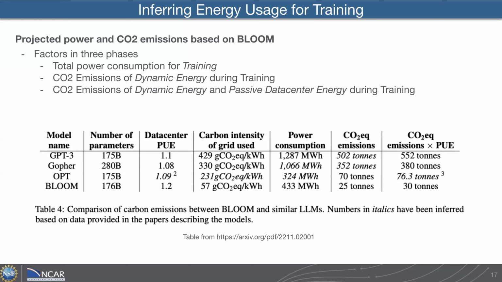And really, they're looking at 3 specific phases of power for training these models. And there's total power consumption for training, which is the 5th column here, the power consumption. And then you're looking at CO2 emissions for dynamic energy during the training, and then also looking at the total dynamic energy for training, and then the passive data center energy use. So just an idea of how much energy and some of the CO2 emissions used for these models.